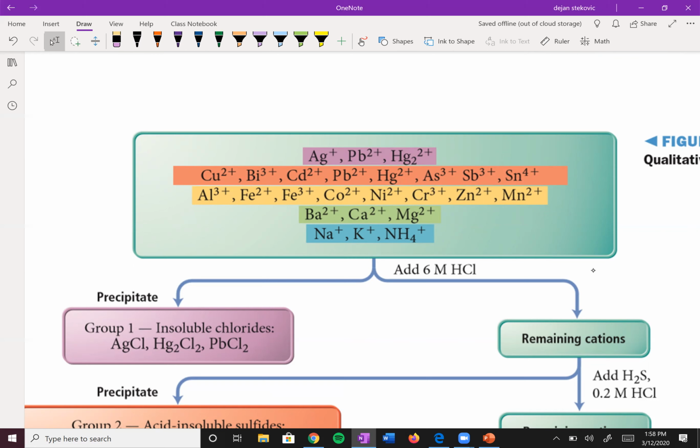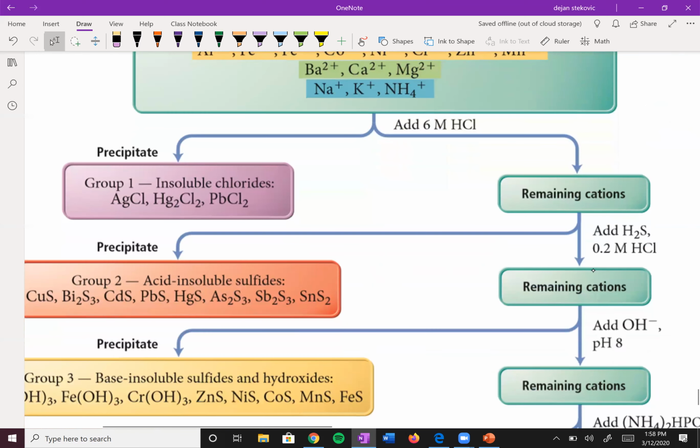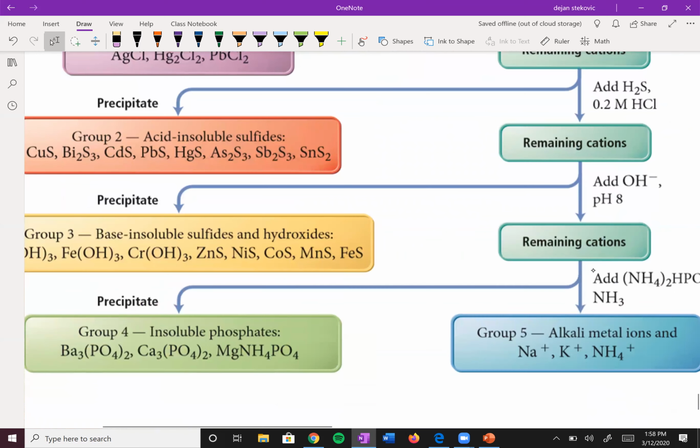So when you add HCl, you're adding Cl minus, you're shifting the equilibrium towards the left, towards the solid, and you get these guys to precipitate out. And then you have another group and another group and another group, and you can do different things. You can add different anions to make them precipitate out selectively. And so in the end, you can separate the solution.